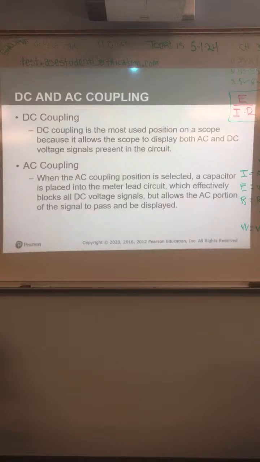All right, DC coupling is the most used position on the scope because it allows the scope to display AC and DC voltage signals present in the circuit. AC coupling is a position selection where a capacitor is placed between the meter leads, which effectively blocks the DC signals, allows the AC portion to pass and be displayed.